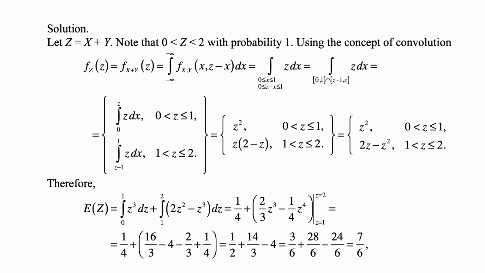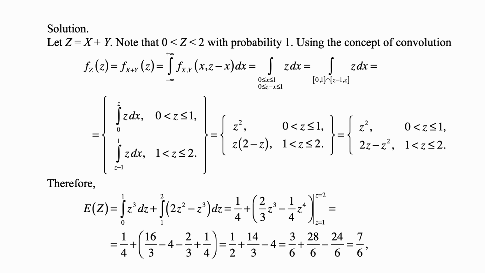And here's the solution. So let's just write z for x plus y. This is the random variable we're working with. And x is between 0 and 1 and y is between 0 and 1, and we're adding them, so z is between 0 and 2 with probability 1. Using the concept of convolution, f sub z of z is f sub x plus y of z, and it's the integral from minus infinity to plus infinity of f sub xy of x and z minus x, so that this pair, x and z minus x, if you add them up, you get z.